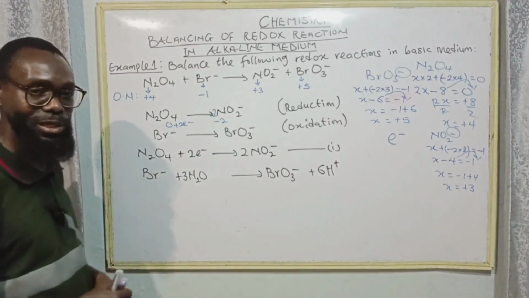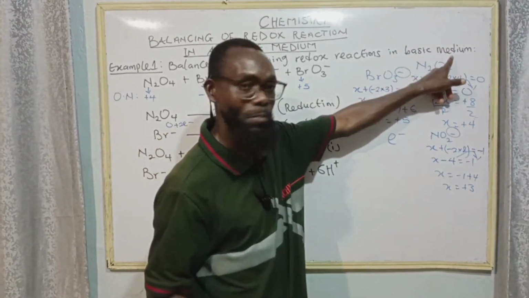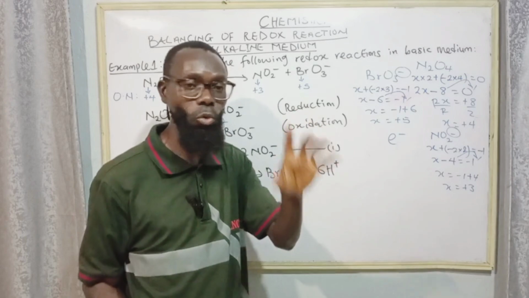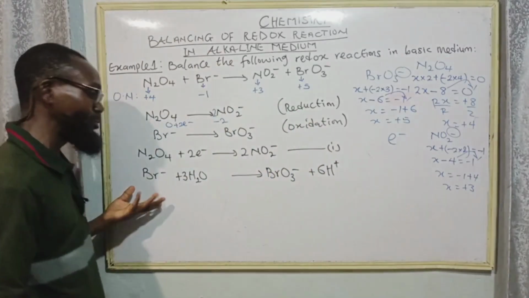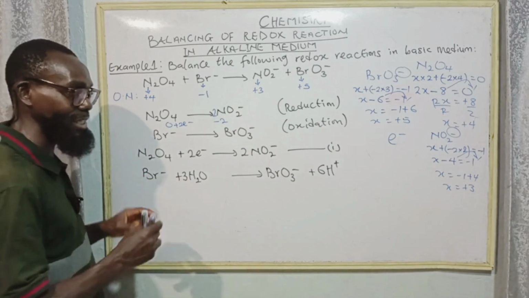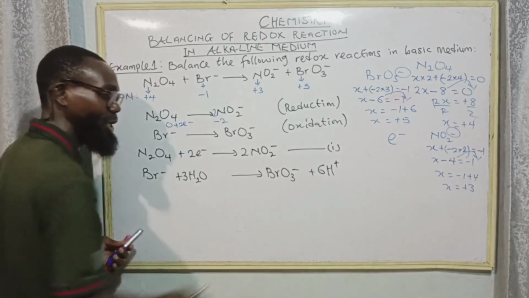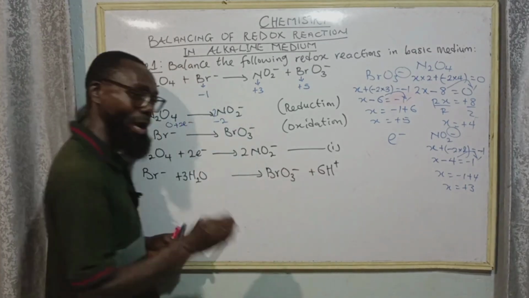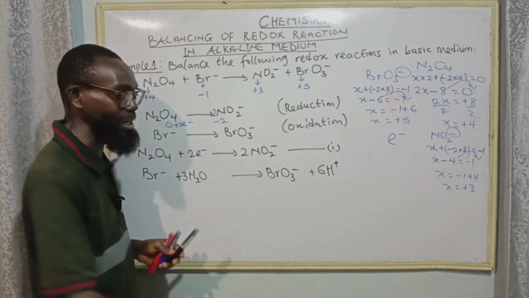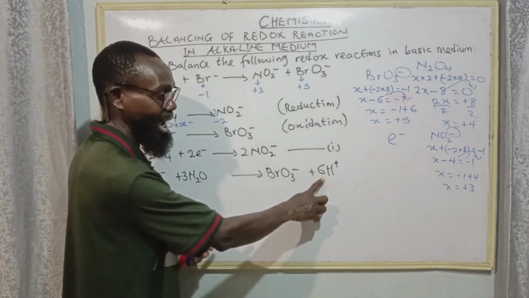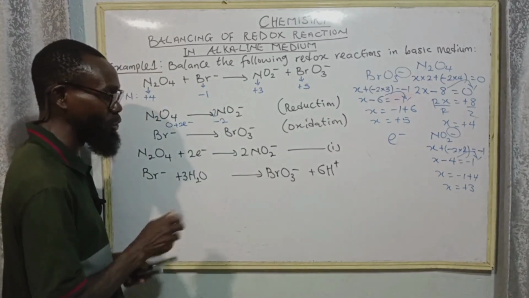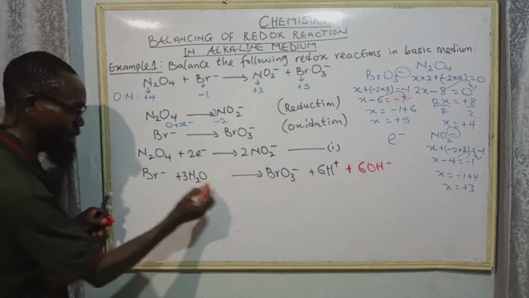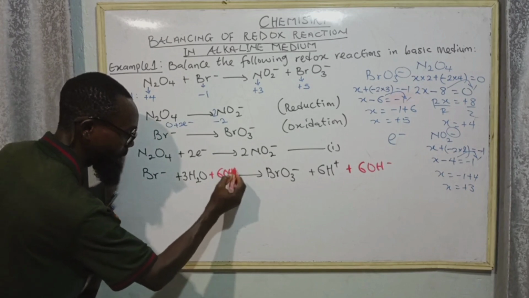Now, the next step is we are working in basic medium. And to identify basic medium, we identify it by the possession of OH minus. So at this junction, you are going to add OH minus to both sides so that we can change our hydrogen into water. Now, how many OH are we going to add? The OH we are going to add to both sides will depend on the number of H plus that is here. We have 6 H plus here. So here we are going to have plus 6 OH minus. Here as well you add plus 6 OH minus.